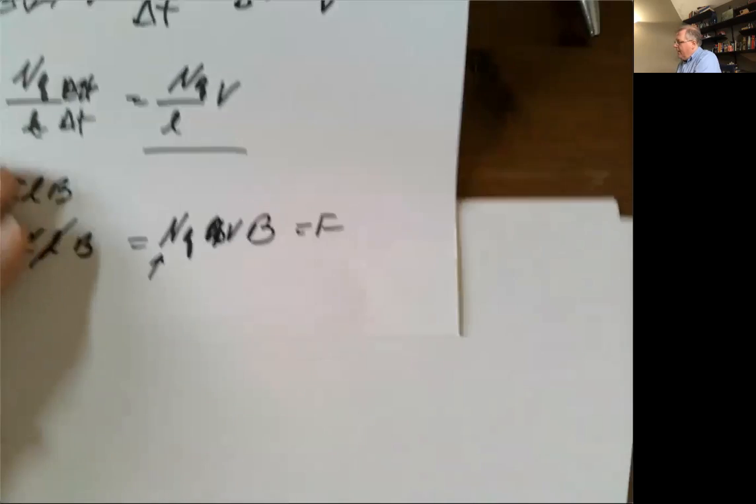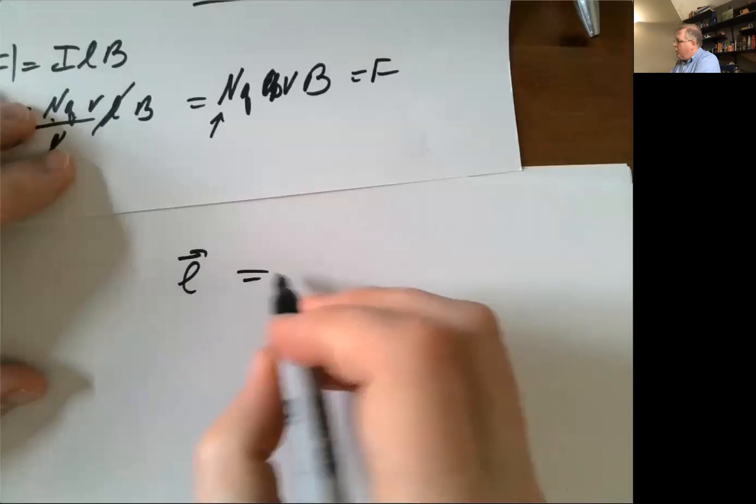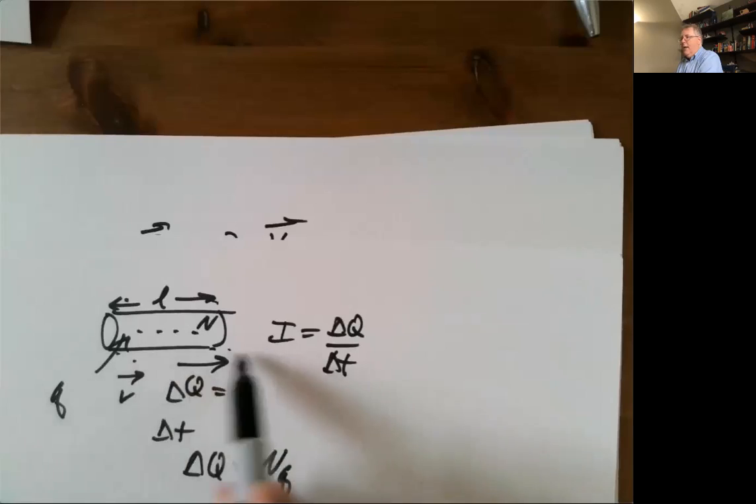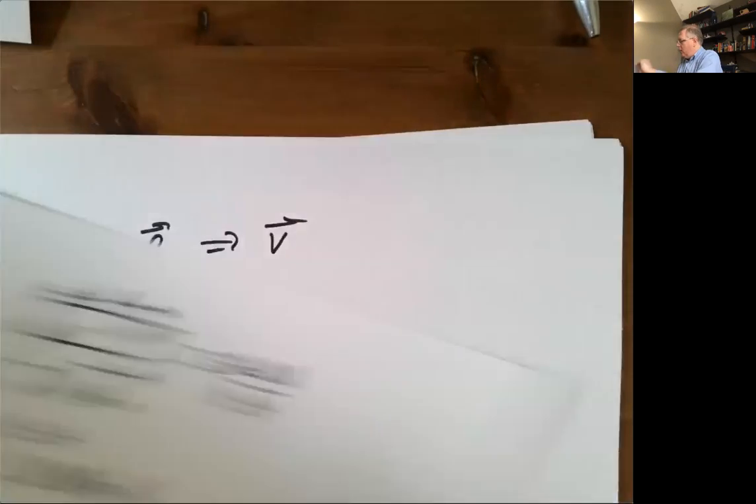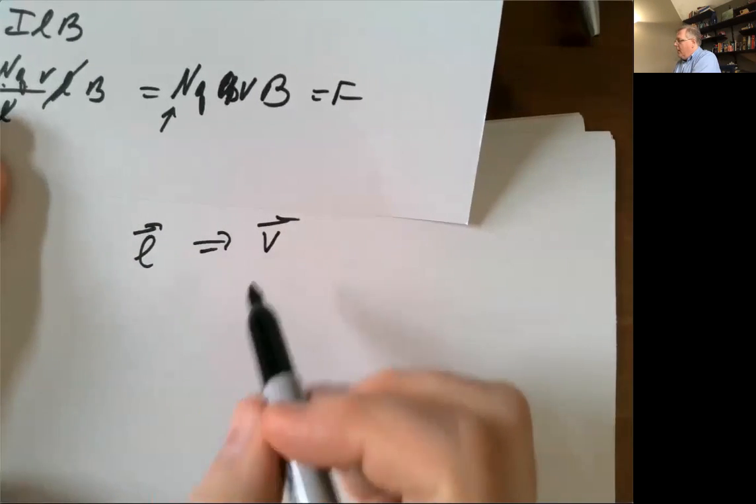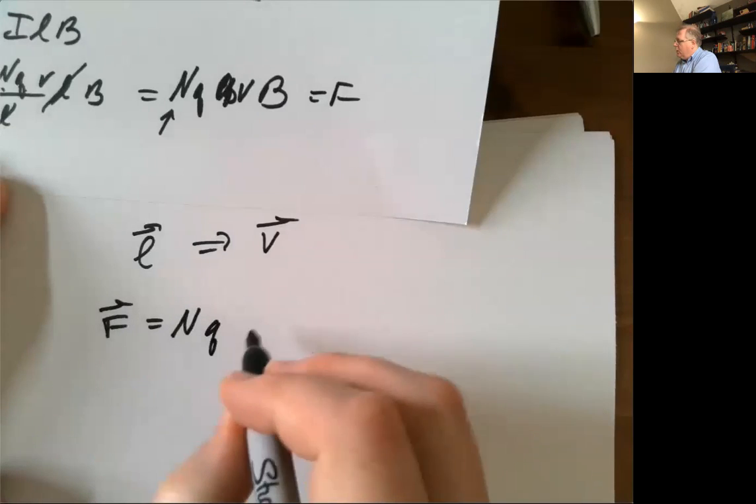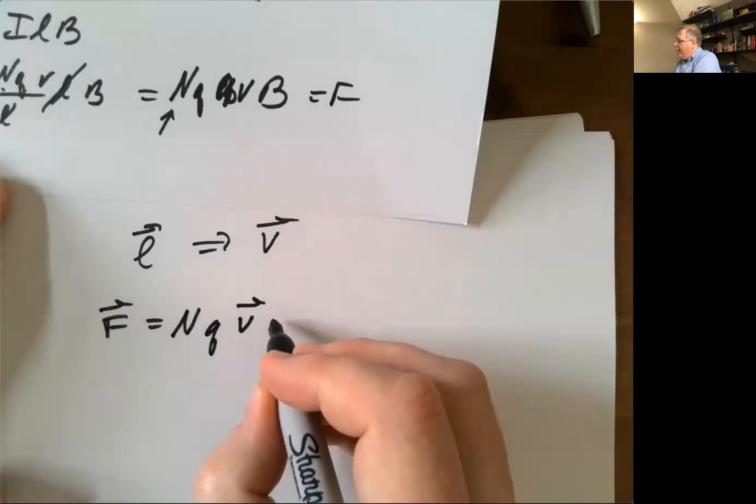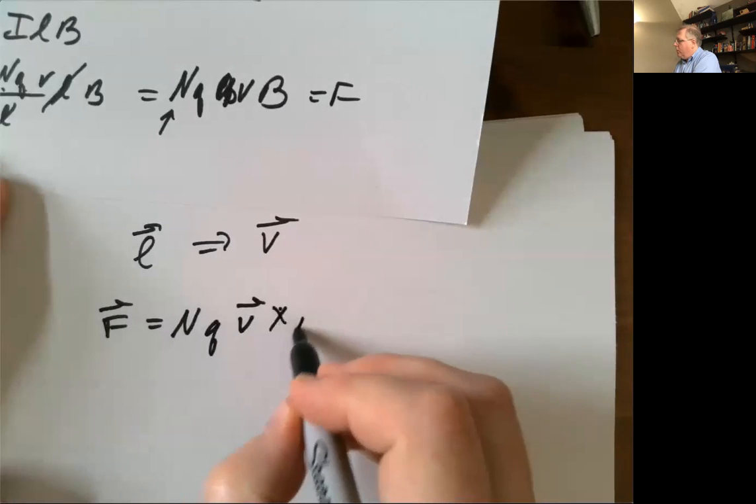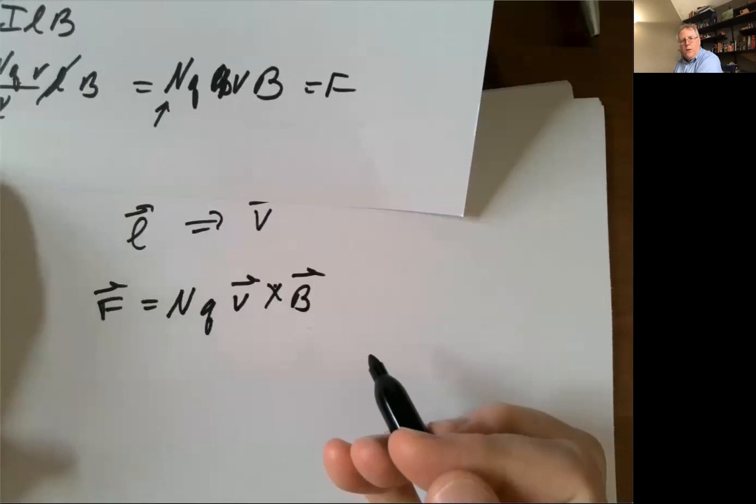But also, I can put the vectors back in. The direction of the L vector is going to point in the same direction as the V vector, right? The L vector is which way my wire is pointing, which way the current is going, but that's got to be the same thing as the net velocity of all my little charges in there. So in fact, I can write that the force is equal to N times Q times the direction of V, which is the same as the direction of L, cross the direction of B. And so this is the net force on the wire.